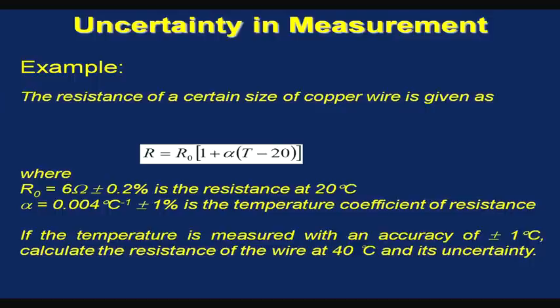So, today let's take an example and see how we can apply whatever we have discussed in the last class. The resistance of a certain size of copper wire is given as R equal to R0 into 1 plus alpha into T minus 20. It is a familiar equation where R is the resistance of the copper wire, R0 is the resistance at 20 degrees Celsius, and given here as R0 is 6 ohm plus minus 0.2%. This is the error associated with R0. Alpha, which is the temperature coefficient of resistance, is given as 0.004 per degree Celsius plus minus 1%.